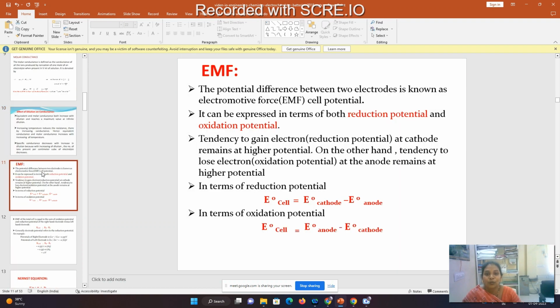Next, EMF, electromotive force. It is defined as the potential difference between two electrodes, known as the electromotive force of the cell. It is also called cell potential, EMF. It is expressed in terms of both the reduction potential and oxidation potential. Tendency to gain electrons at the cathode remains at a higher potential. On the other hand, tendency to lose electrons at the anode remains at a higher potential. In terms of reduction potential, E0 cell is equal to E0 cathode minus E0 anode. In terms of oxidation potential, it is written as E0 cell is equal to E0 anode minus E0 cathode.